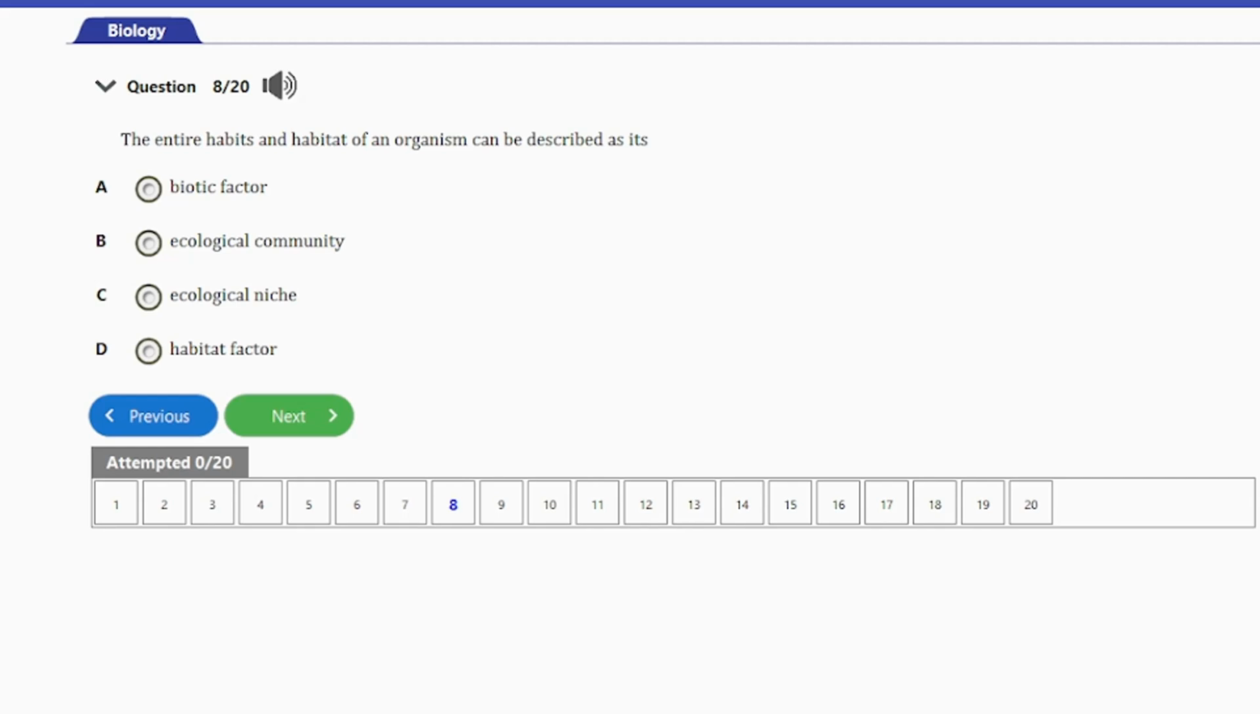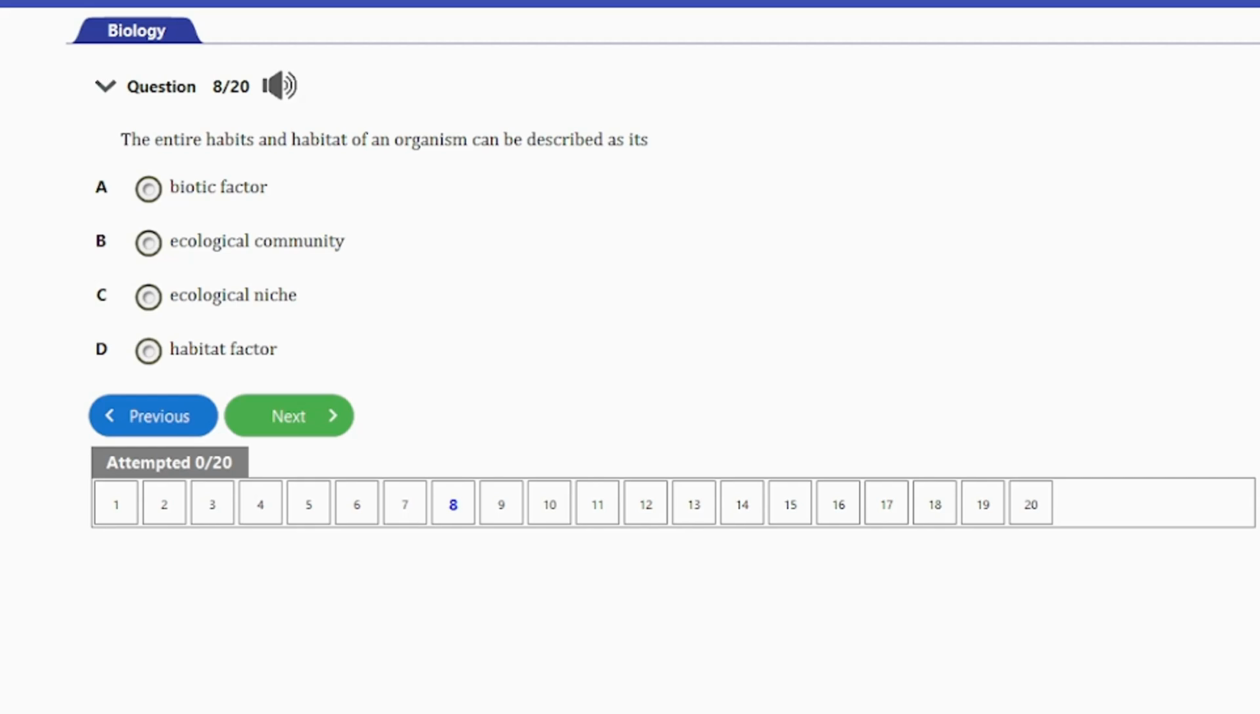Question number 8 says, the entire habit and habitat of an organism can be described as its A, biotic factor, B, ecological community, C, ecological niche, and D, habitat factor. The answer to this question is option C, and that's ecological niche.